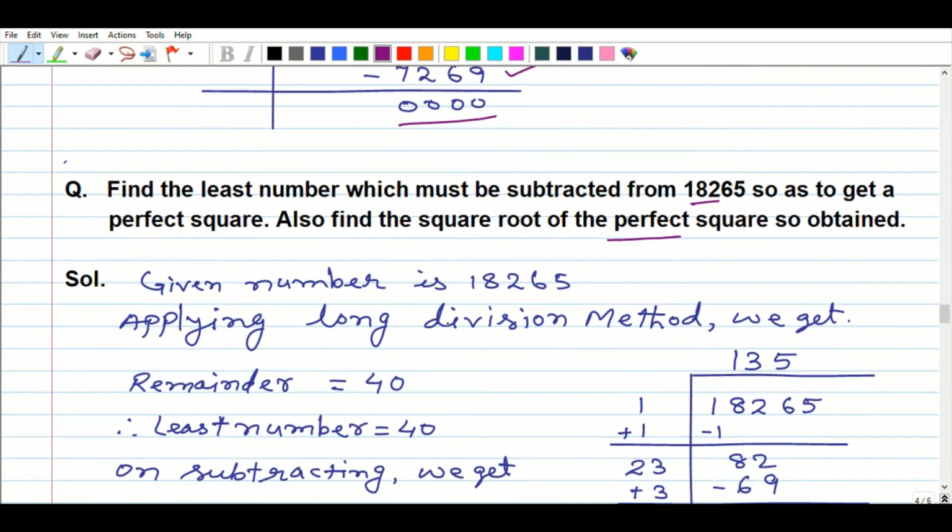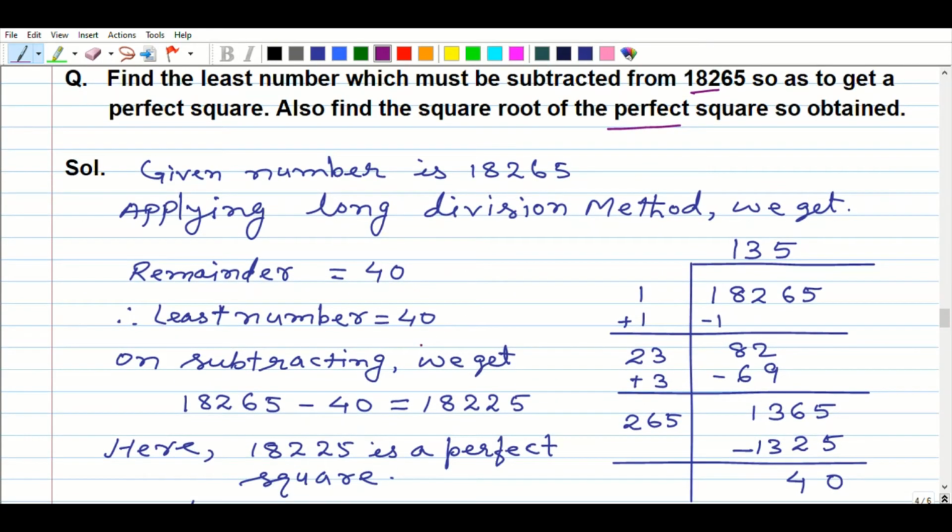You see here, after doing all the process, what do we get? In the remainder, we get 40. After calculating it, same as the above process, you get this one. So we have a remainder of 40. The least number is 40. On subtracting it from the given number, we get 18,225.